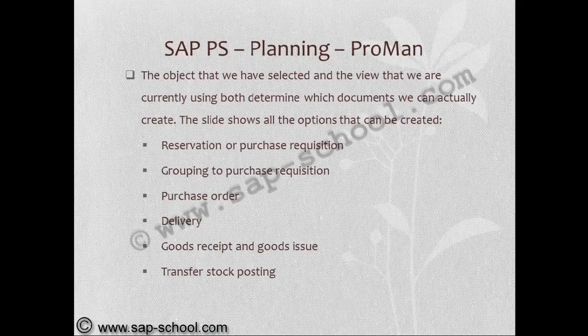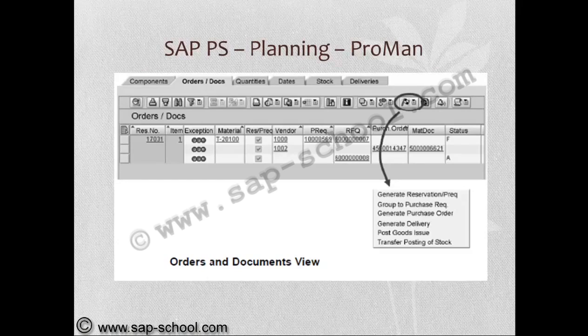The object we have selected and the view that we are currently using both determine which documents we can actually create. The slide shows all the options that we can create, like reservation or purchase requisition, grouping to purchase requisition, purchase order, delivery, goods receipt and goods issue, transfer, stock postings. So here we can see what are the actions we can perform from here: generate the reservation, purchase requisition, group to purchase requisition, and others.